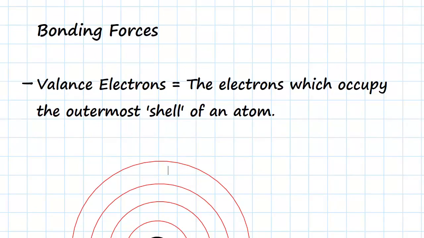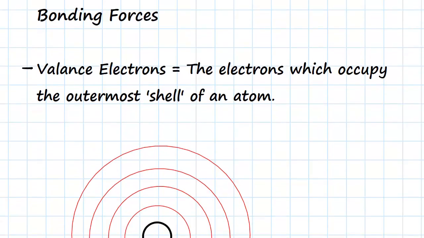Okay, so to start with bonding forces, we're going to have a look at the concept of valence electrons. So valence electrons are the electrons which occupy the outermost shell of an atom. So while this might be a new concept for some of you, some will be familiar with it.